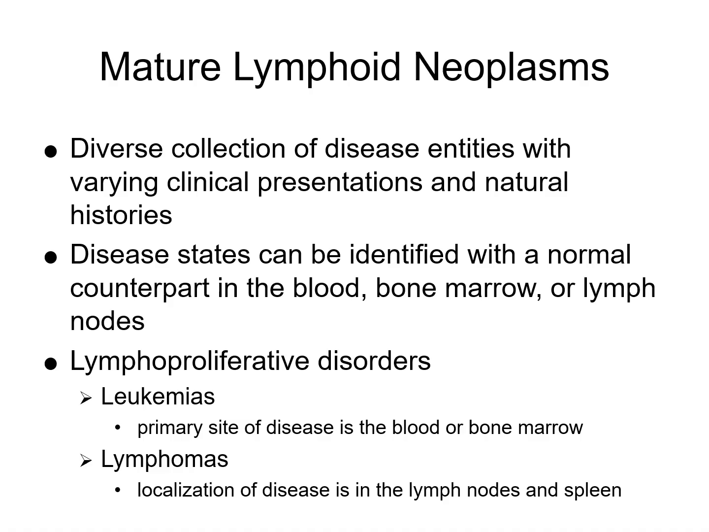Classification is going to be based on the primary site of the disease. So we have lymphoproliferative disorders. This is a broad category that encompasses abnormal proliferation of mature lymphoid cells. Leukemias are primarily involved with the blood and bone marrow. These are characterized by increased mature or immature lymphoid cells circulating in the blood. Lymphomas are diseases primarily localized to lymph nodes and spleen. These present as solid tumors of the lymphoid tissue, and they may involve extranodal sites like the GI tract or skin.